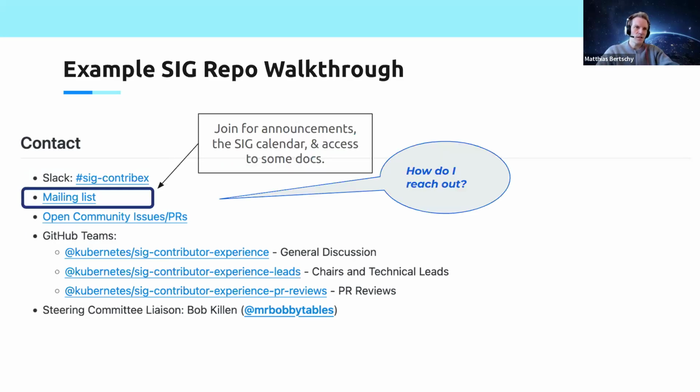Also, each SIG has a mailing list. Important announcements are made through the mailing list. Once you are a member of the mailing list, you will automatically receive invites for the SIG meetings via Google Calendar, so that you will have the Zoom link and the schedule for those meetings.